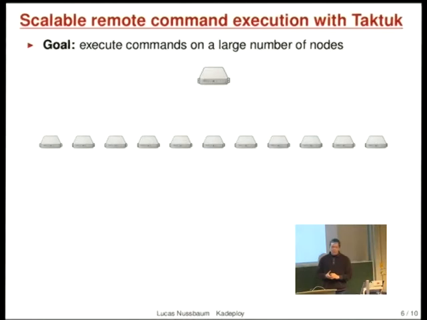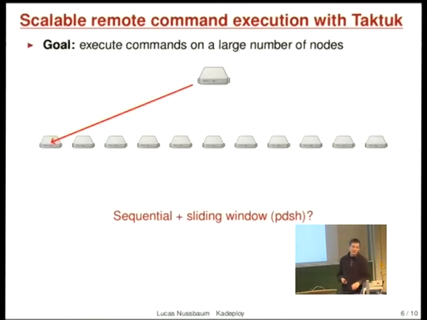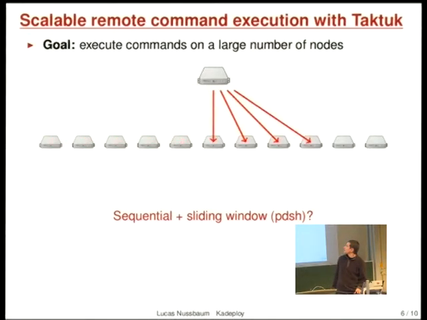So another problem is scalable remote execution of commands. How can you execute a command on a large number of nodes? The stupid way to do it is to do it sequentially, one node at a time. If you have 3 nodes, probably it's okay. If you have more than that, it's going to hurt. Another way is to use a sequential process plus a sliding window, which means that we connect to, for example, 4 nodes at a time. That's still linear complexity.